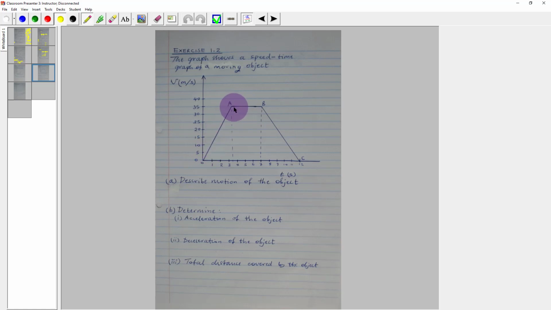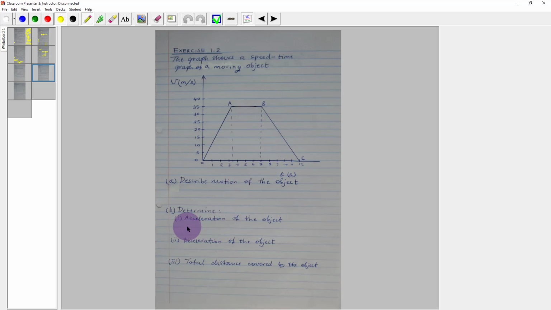In the section AB, the object is moving with uniform velocity, so its acceleration is 0. And in BC, the object is moving with velocity which is decreasing uniformly, so it is uniform deceleration. Here it is uniform acceleration, 0 acceleration, uniform deceleration, or you can say the velocity is decreasing uniformly. All those are correct ways of describing how that object is moving.